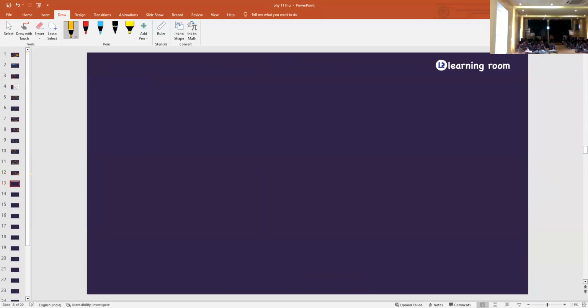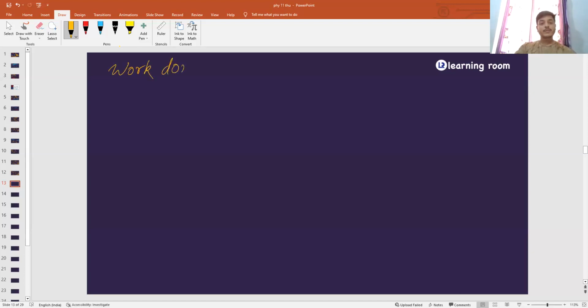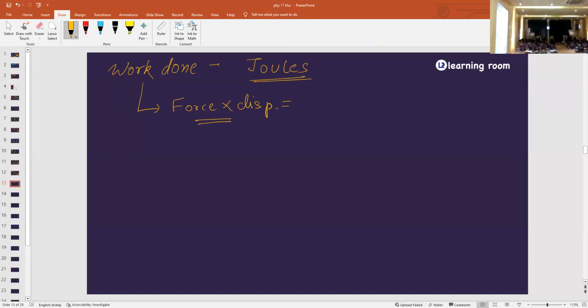Okay. Now, similarly, we converted the SI unit of force into the CGS unit of force. Now we have the SI unit of work done. What is the unit? The unit is joules, if you know. What is the formula for work done? Work done is force into displacement. Agree or not? Right? So from there, you have to expand the unit.